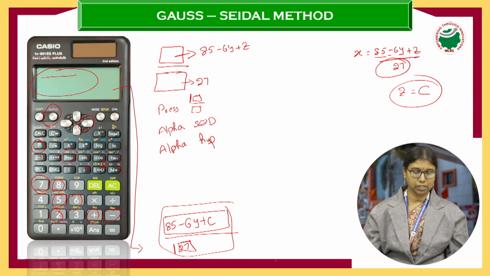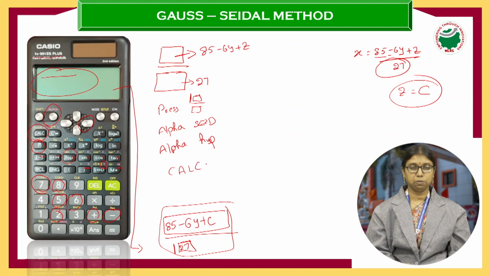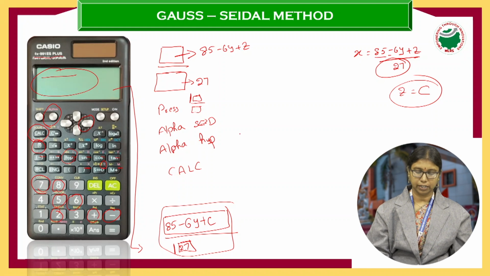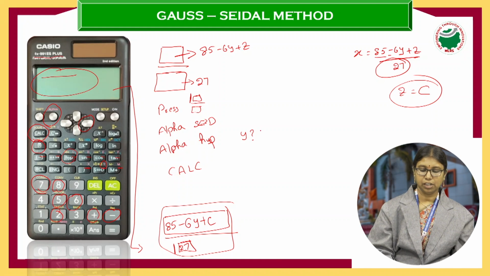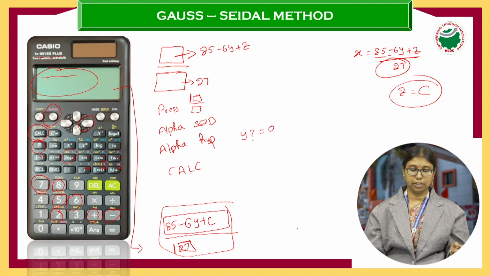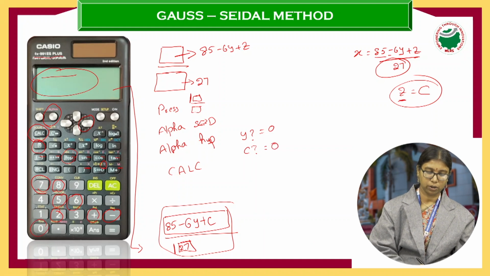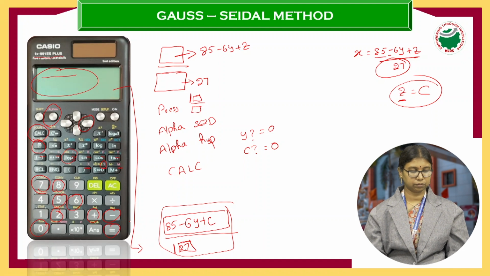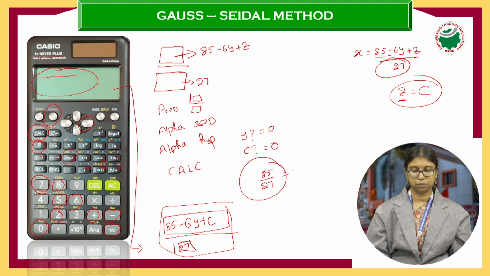Once you have this equation, see here you have the CALC button. Press the calc button, then you will get y question mark. It asks the value of y. Initially I told you that you have to take y equal to 0. Take 0, equal to. Then it asks C question mark. C is nothing but your Z value. Initially you have to choose 0, so take 0 and press equal to. Then you will get the value 85 by 27. This is our x value.